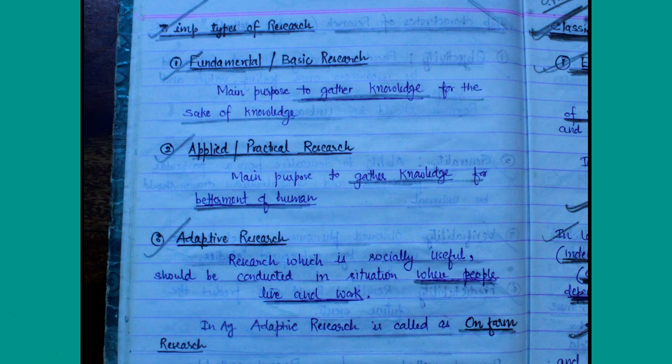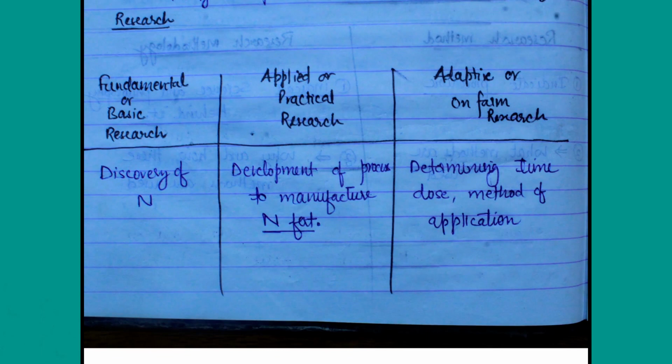Then we can categorize it as adaptive research, also called on-farm research. So these are the examples. I remember this, I have compiled it from the GL Ray and Sagar Mandal book. It is given in that book, and from there only I have made these notes. So a fundamental research example is the discovery of nitrogen, right? Nitrogen was discovered as one of the crucial elements for fertilizer application in our crops. So the discovery of nitrogen is fundamental basic research.